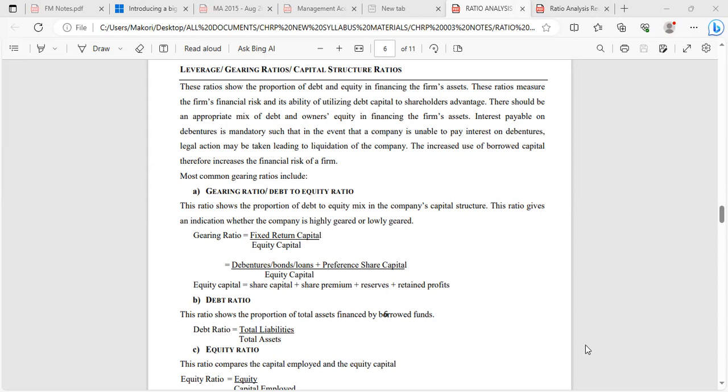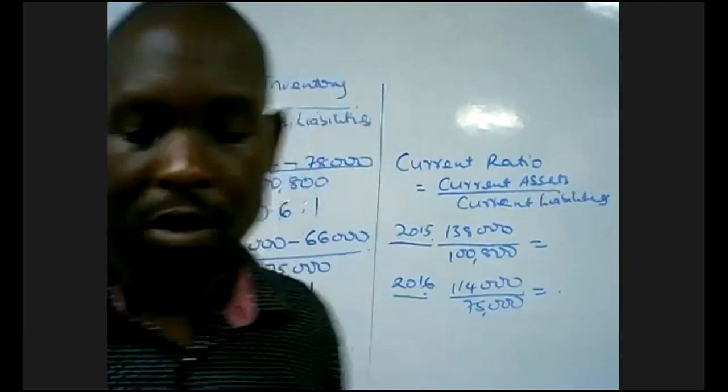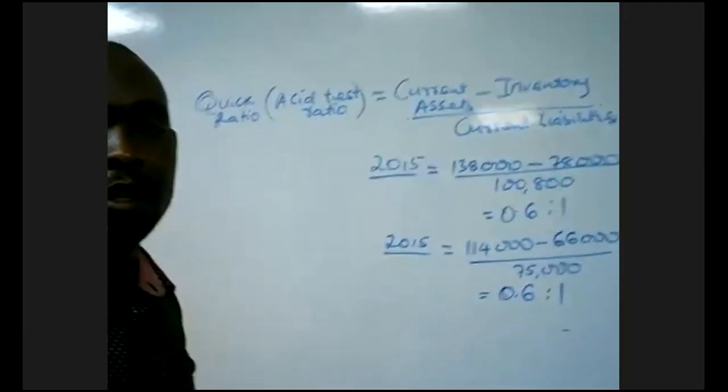Then we divide by the equity. Equity is going to comprise the others: ordinary share capital, you add share premium, you add the revaluation reserve, you add the retained earnings. This is what equity is. So you take now 180,000 divided by the sum of all those. That is what it means. So that is the debt equity ratio.